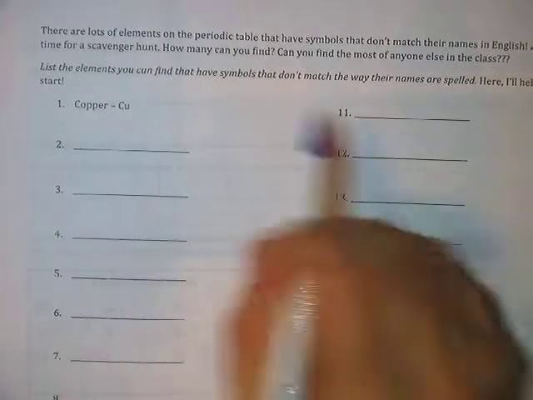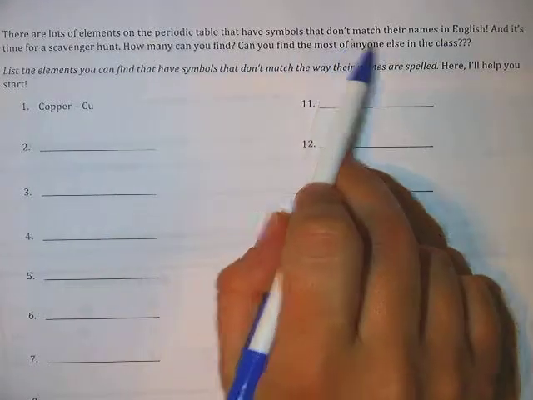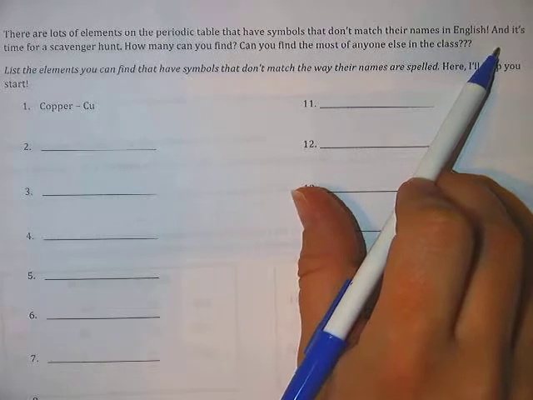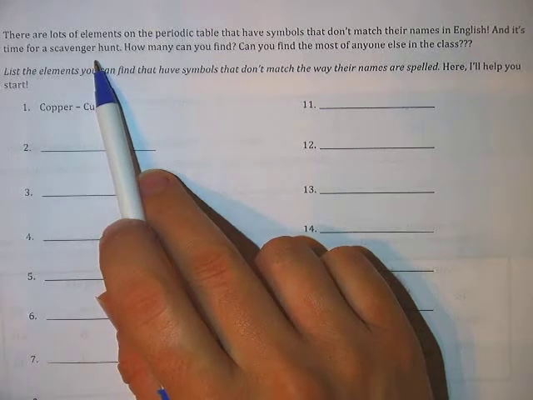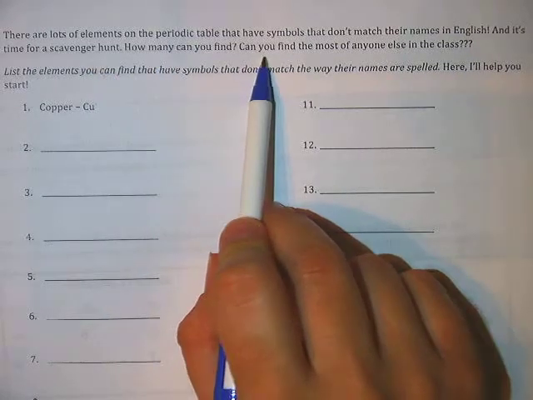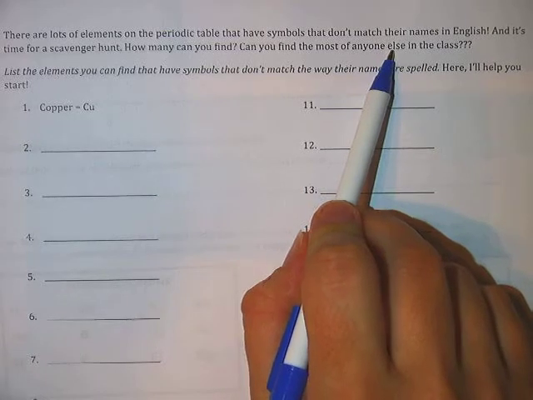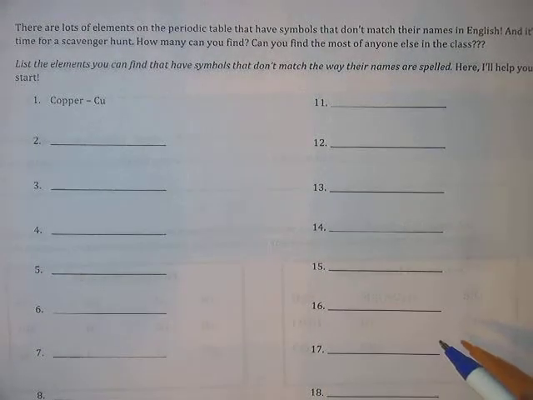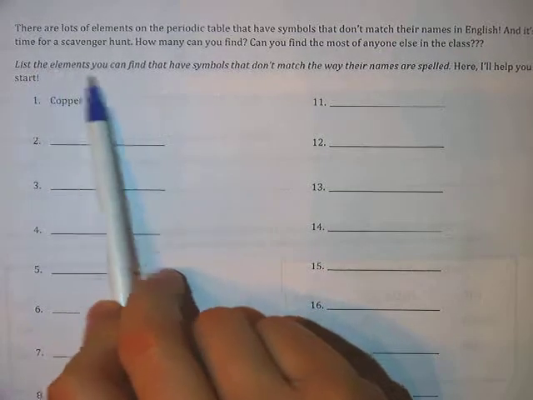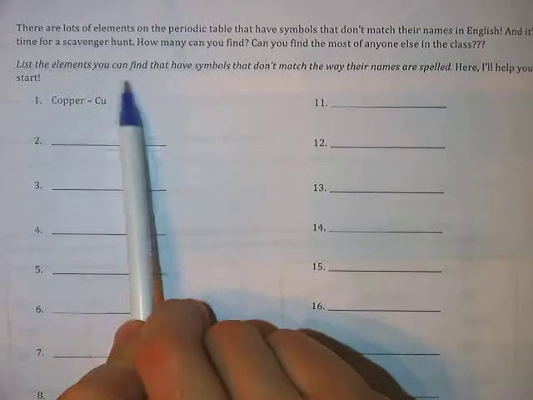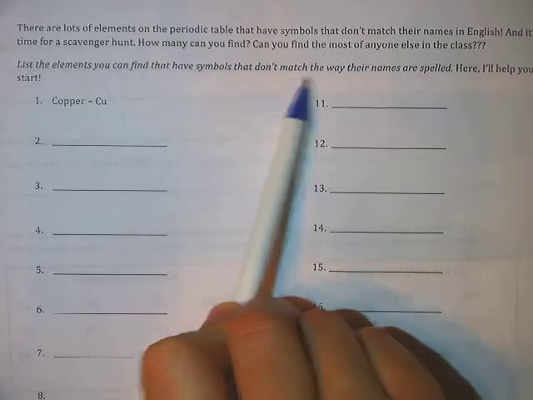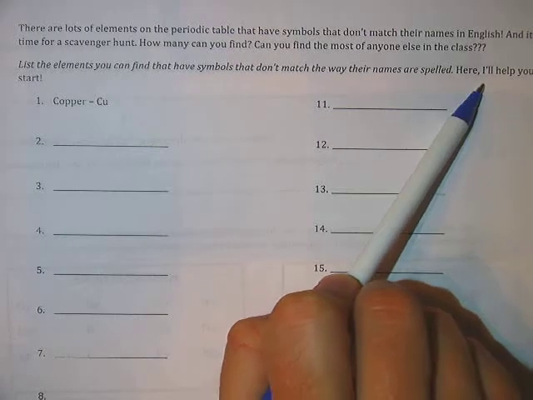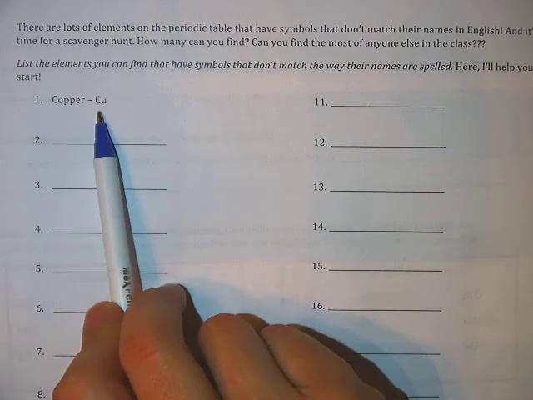There are lots of elements on the periodic table that have symbols that don't match their names in English. And it's time for a scavenger hunt. Let's see how many you can find. And let's see who can find the most in the class. At this time, pause the video and list the elements you can find that have symbols that don't match the way their names are spelled. I already put copper down for you.